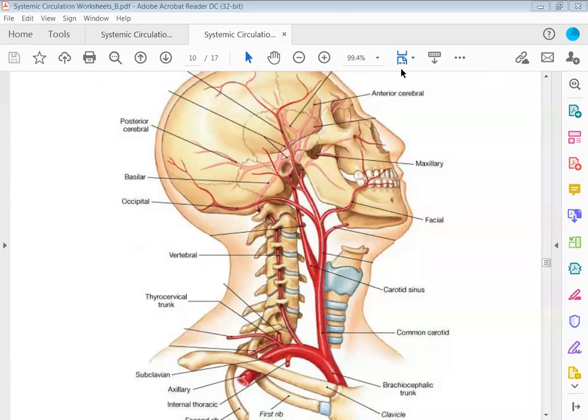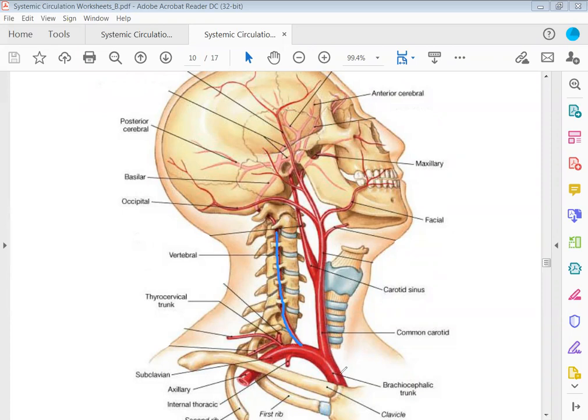Trying to get rid of my eraser here and get me another pen. Okay, going again from the brachiocephalic trunk right here, you now have this tall artery, and it's going through all of these cervical vertebrae. That artery right there is your vertebral artery. It's going through the vertebrae. So that one's pretty easy to remember.